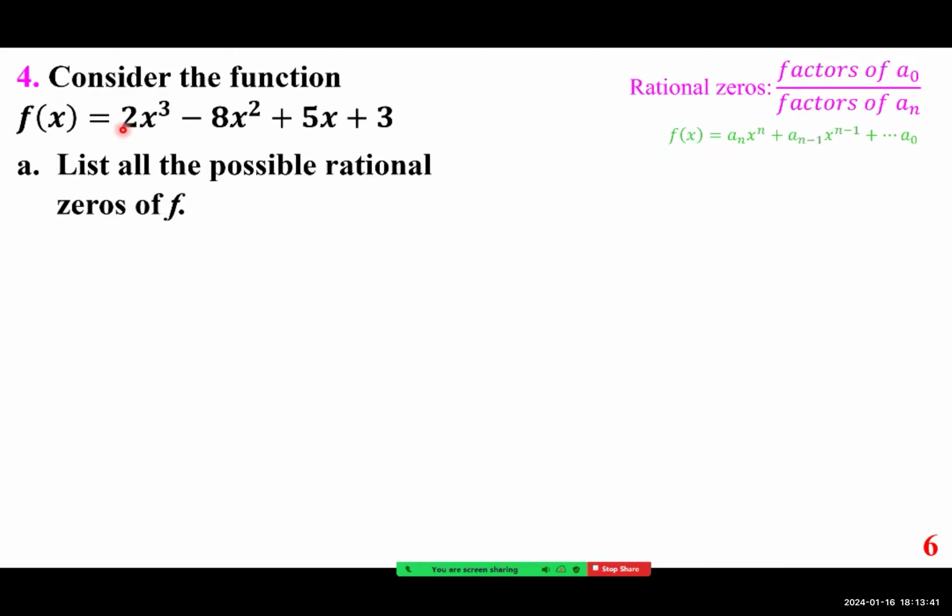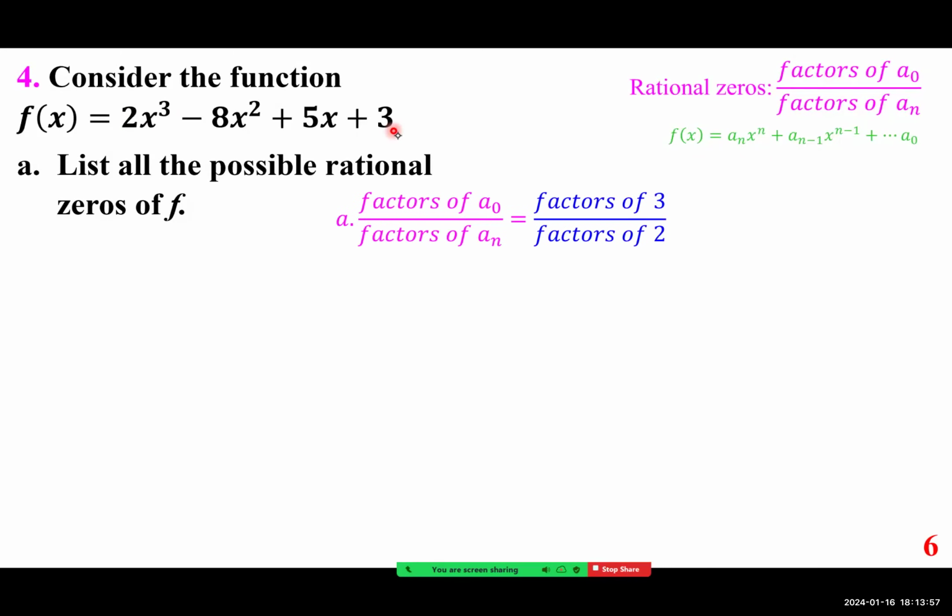So in this case, a sub n, more specifically a sub 3. Why a sub 3? Because the exponent is 3. A sub 3, the degree is 3, is a 2, and a sub 0 is the constant 3. Therefore, we have factors of 3 over factors of 2. As you know, factors of 3 are just plus minus 1, plus minus 3. For 2, plus minus 1, plus minus 2.